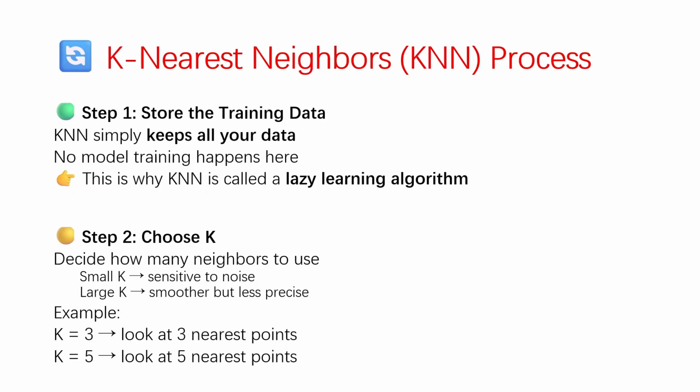Let's understand how K-nearest neighbors, or KNN, actually works. First, in step 1, KNN simply stores all the training data. Next, step 2 is choosing K, the number of neighbors we look at. If K is small, like 3, the model is very sensitive to noise. If K is larger, like 5 or more, it becomes smoother but less precise. So basically, K controls the balance between sensitivity and stability.